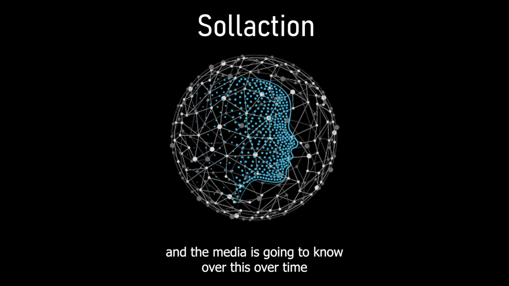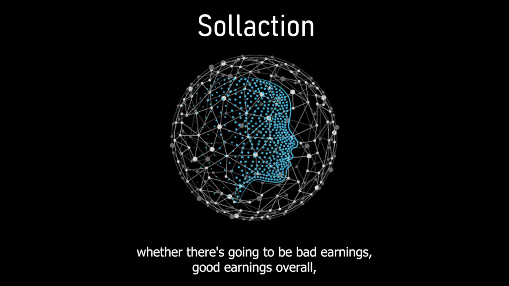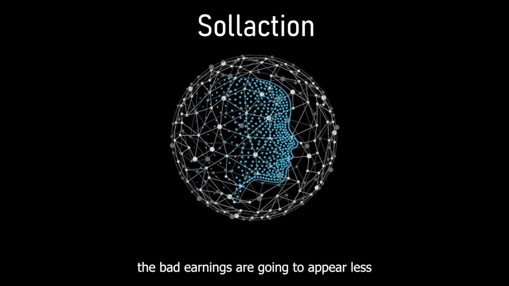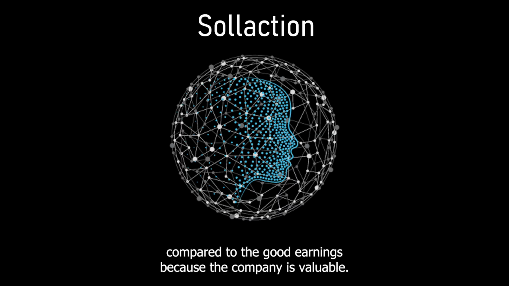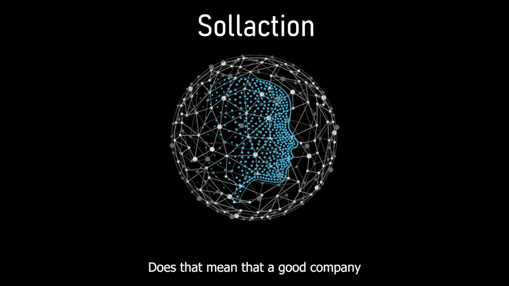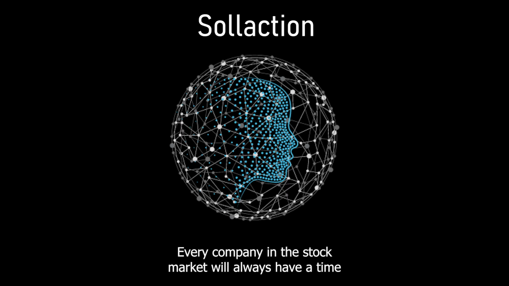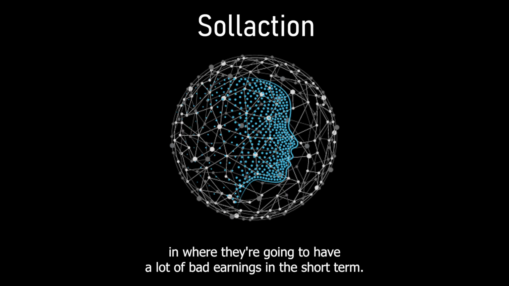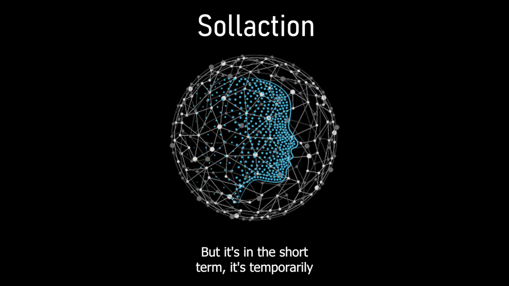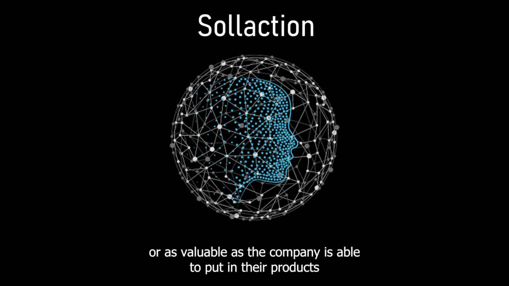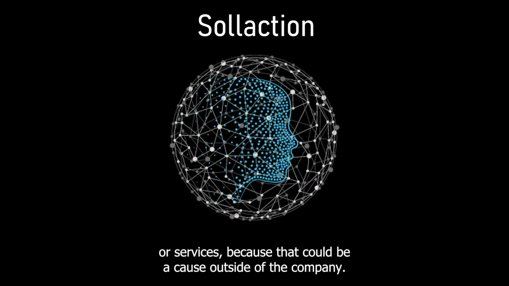And the media is going to report over time, whether there's going to be bad earnings or good earnings. Overall, the bad earnings are going to appear less compared to the good earnings because the company's valuable, right? Now, does that mean that a good company won't have bad earnings? No. Every company in the stock market will always have a time where they have a lot of bad earnings in the short term, but it's in the short term. It's temporary. A lot of the time, a bad earnings report doesn't reflect that the business isn't selling or isn't as valuable as the company is able to make its products or services.